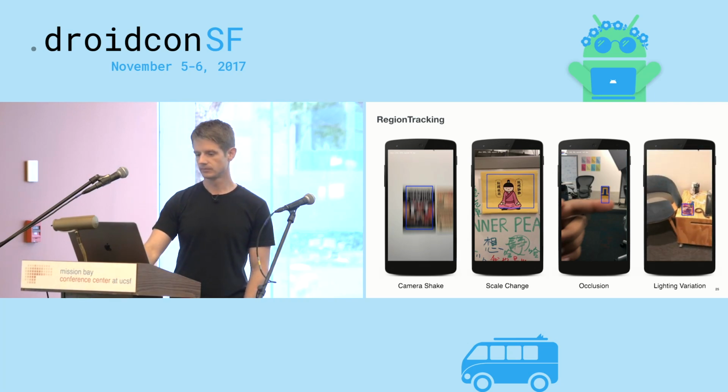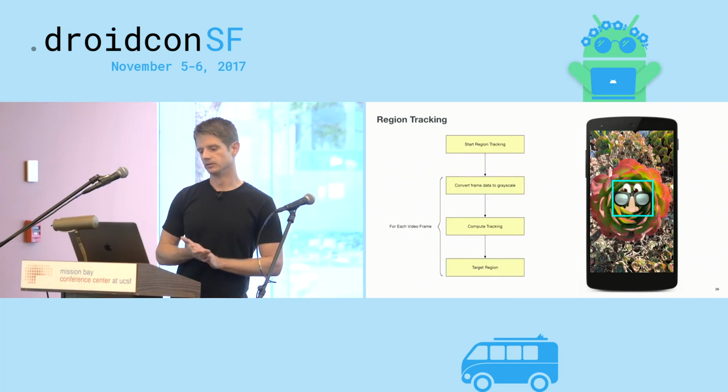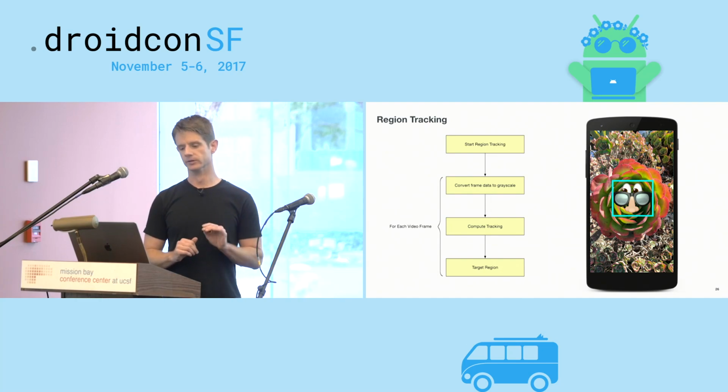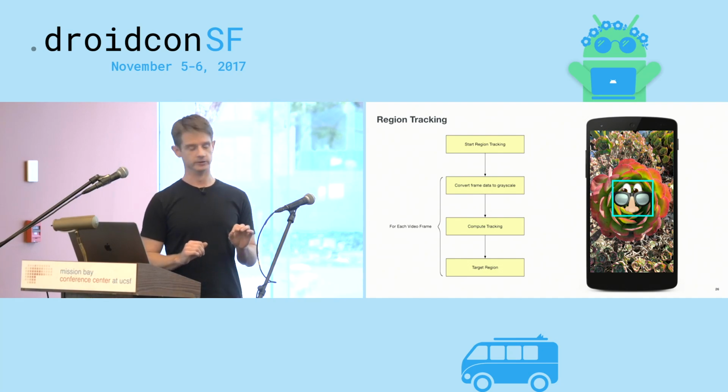The tracker is initialized with a region for the first frame, either a center point or a rectangle. The tracker takes each frame it's given, converts the frame to grayscale for simplicity and efficiency, and then outputs the coordinates of the target region in that frame.